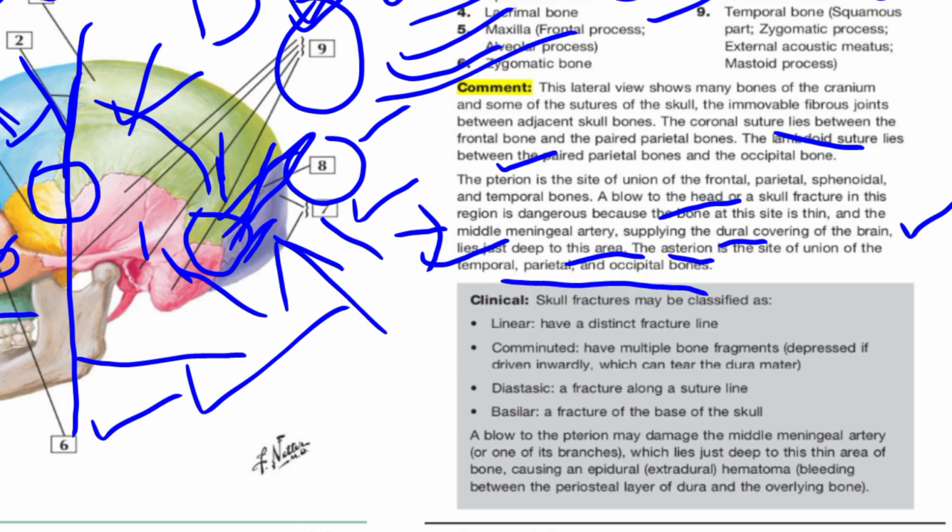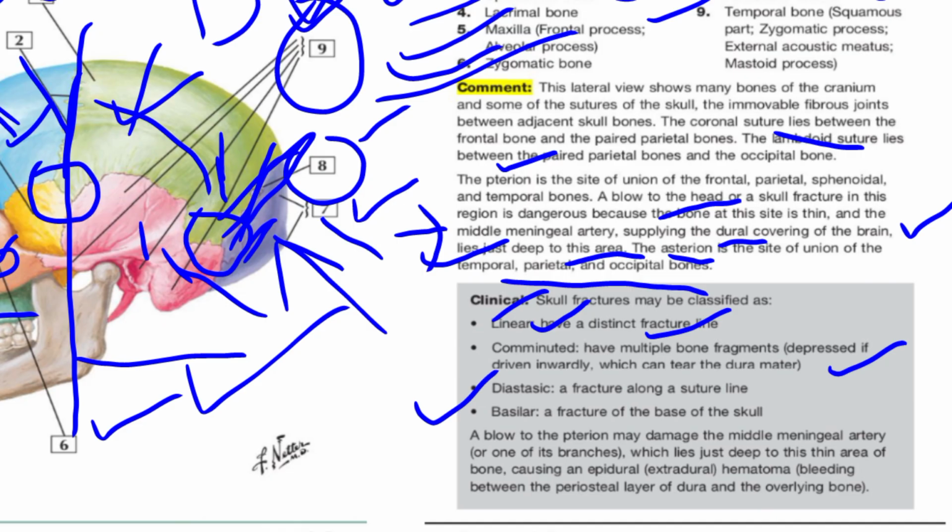Skull fractures may be classified as linear, with a distinct fracture line. It means a clear fracture line. Linear means a straight line. The skull fracture may be comminuted, which means multiple bone fractures. Depressed, if driven inward, which can tear the dura mater. Dura mater is the first covering of the brain, so it is damaged first. Dura mater, then arachnoid mater, then the pia mater.